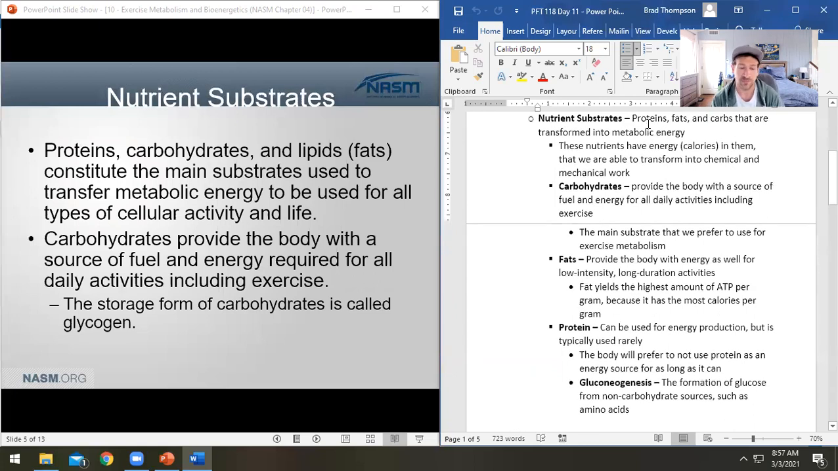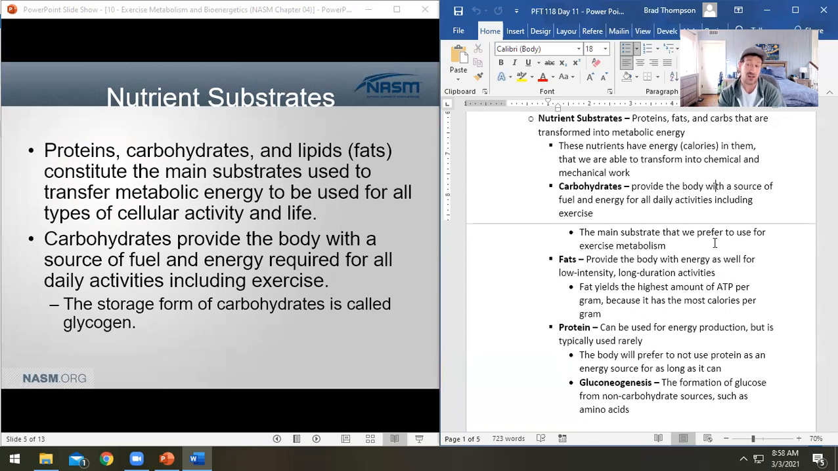But that's going to be carbohydrates. So carbohydrates are the main source of fuel inside of our body. They're our body's preferred source of fuel. We love using carbohydrates for energy. And because we love it so much, we need to have a really good storage form of this at all times.